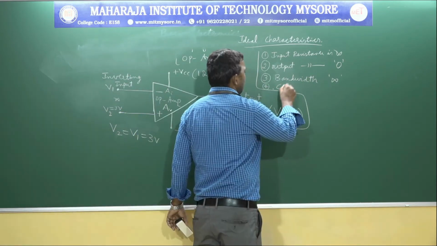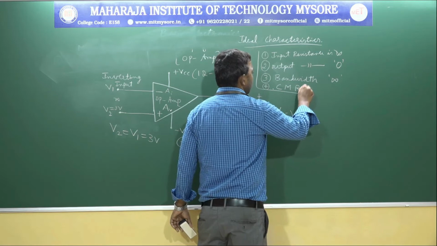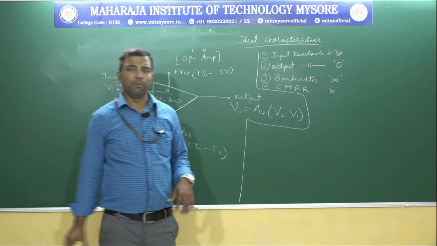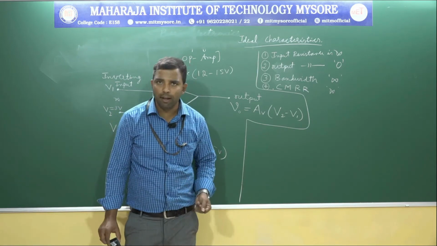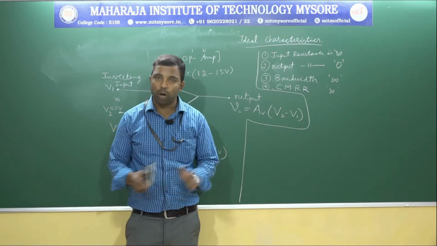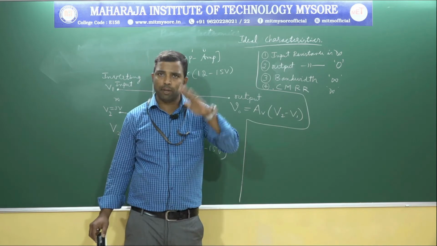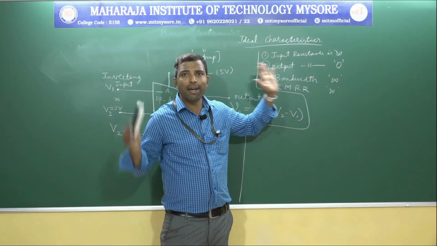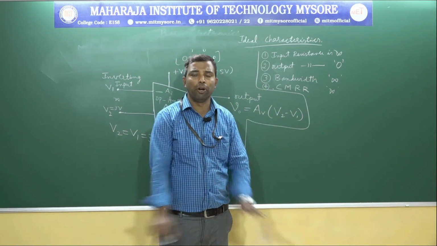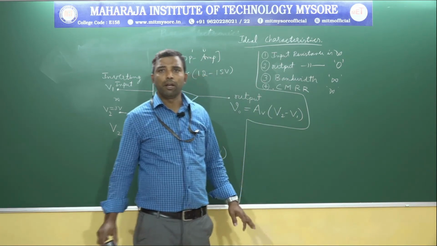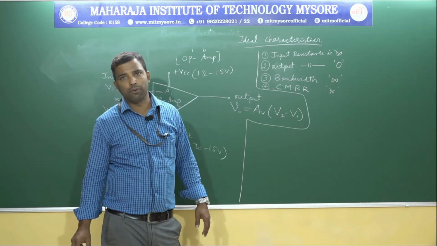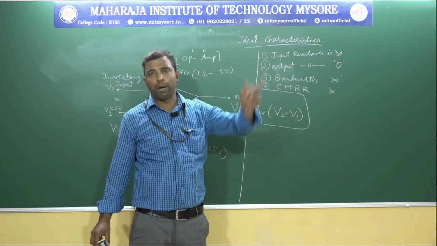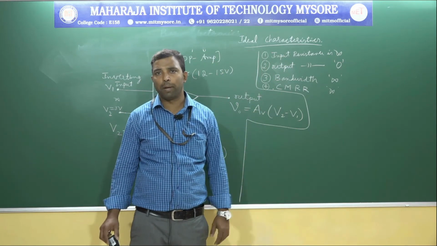Next one, the common mode rejection ratio is infinity. Noise is an unwanted signal which is present during operation. We have to eliminate or suppress the noise. The common mode rejection ratio is very high, so it will remove all the noise. That is the meaning of the common mode rejection ratio. So these are the characteristics of the ideal op-amp and also practical op-amps.